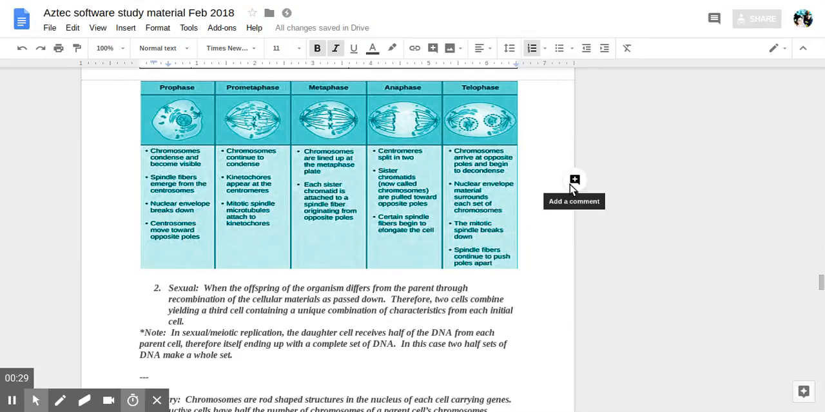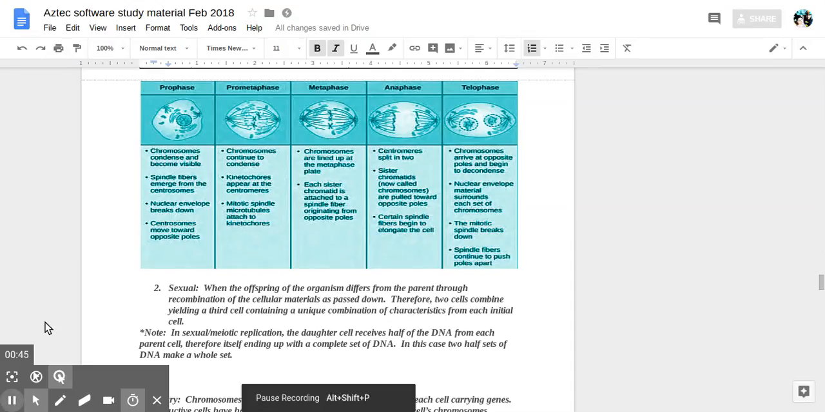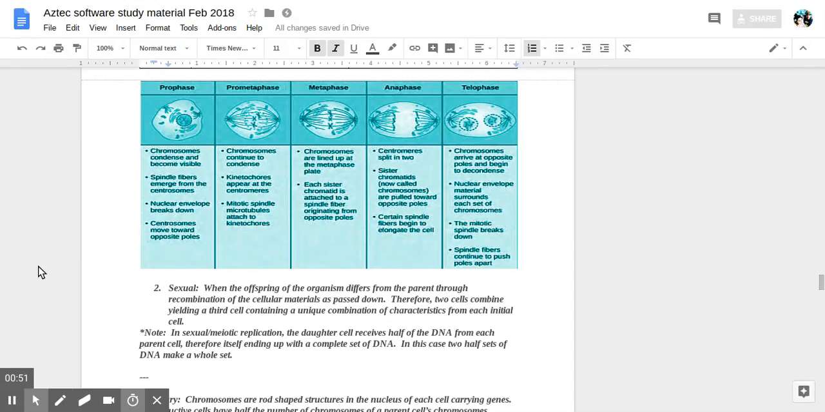Well, again, prophase: the chromosomes condense and become visible. Spindle fibers emerge from centrosomes. These are the protein structures around the nucleus. The nuclear envelope begins to break down. Centrosomes move toward opposite poles. Centrosomes consist of centriole subunits.